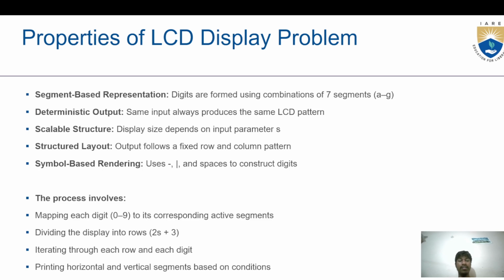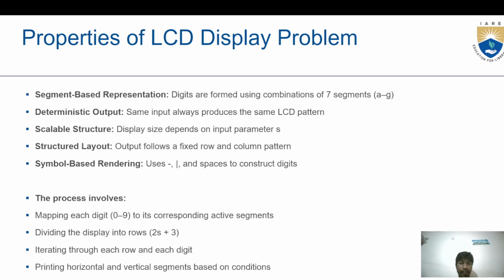Scalable structure: display size depends on the input parameter S. Structure layer: output follows a fixed row and column pattern. It is a simple text-based rendering that uses a hyphen or a line and a space to construct digits.